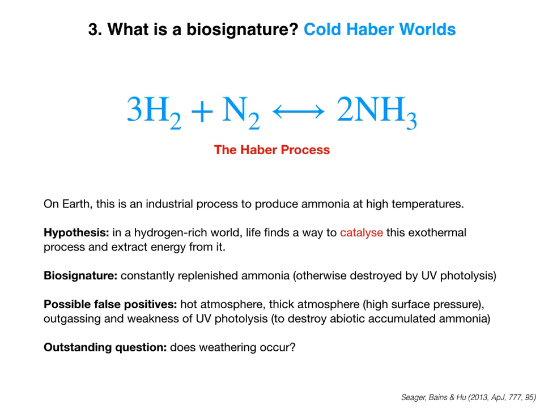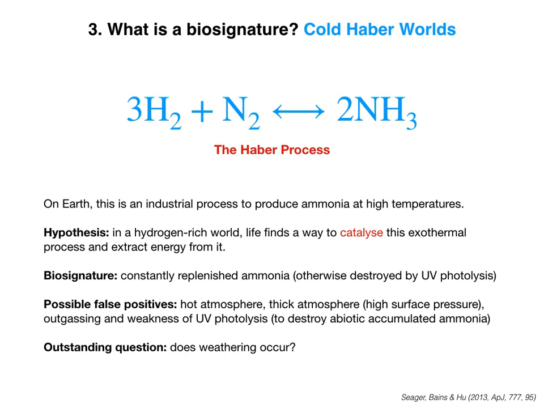And so here the biosignature would be ammonia, unless it's destroyed by UV photolysis. And so there are several possible false positives. This process could go by itself if the atmosphere is reasonably hot, so 800 to 1,000 degrees Kelvin. It doesn't need life. This process could also go if the atmosphere is very thick, meaning the surface pressure is very high. There's a possibility that ammonia could be outgassed and not produced biologically.